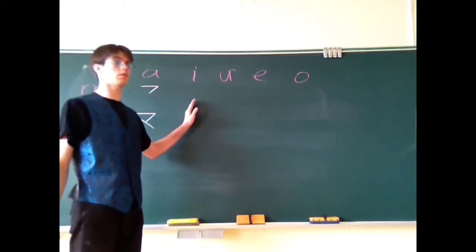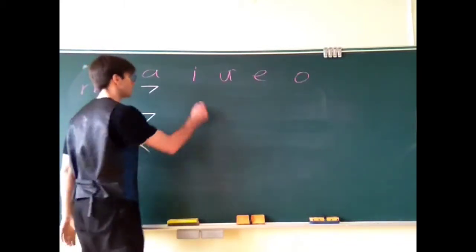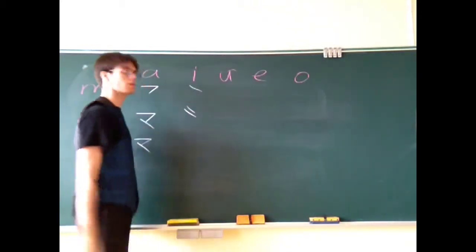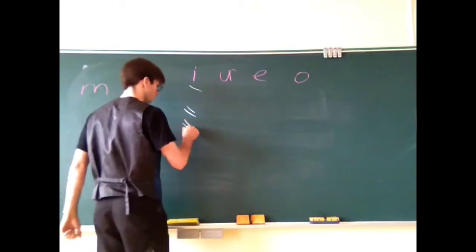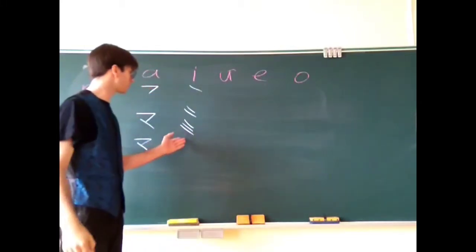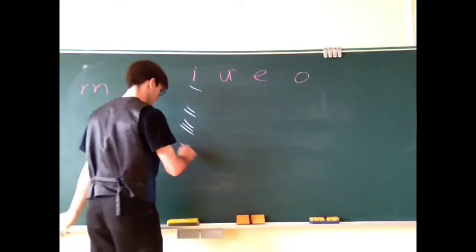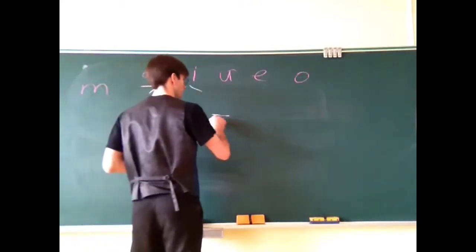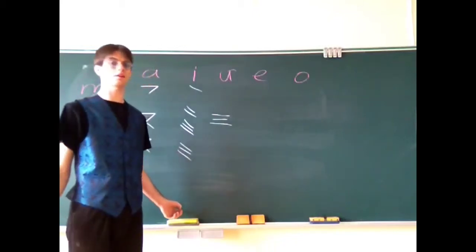Mi is relatively easy as well. First stroke is a sort of downwards diagonal. Second stroke is another one just like it, and then the third stroke is another one just like it. 3 different ones. Mi. Remember to angle them downwards, because if you do it like this, then it's a kanji and it's not the same thing.